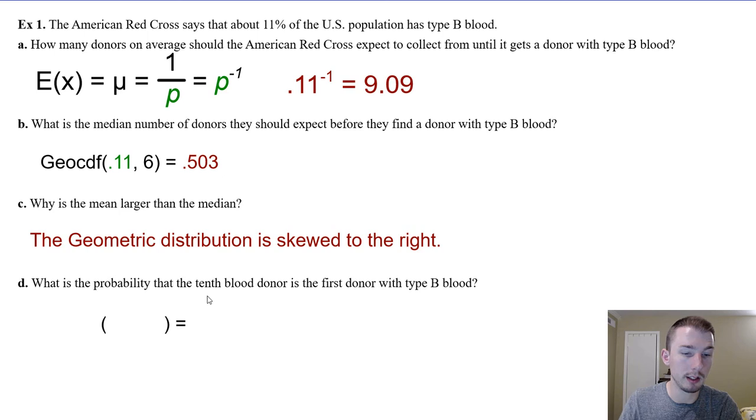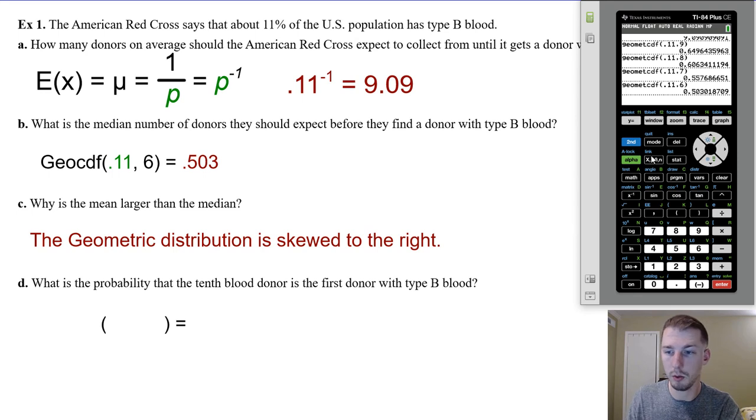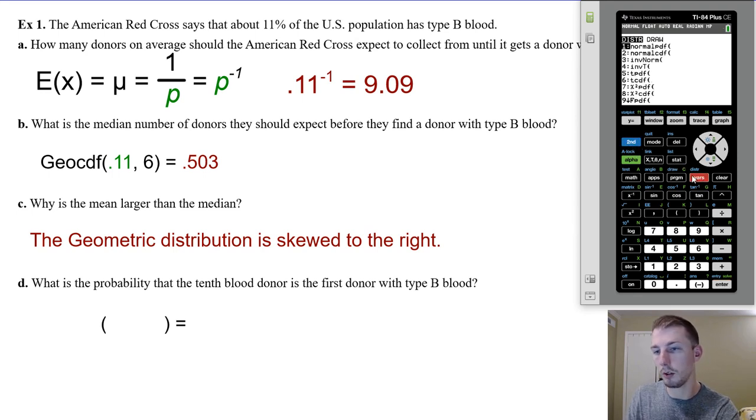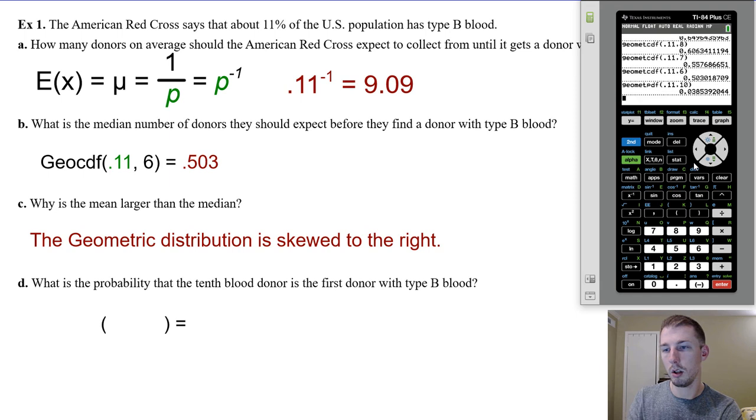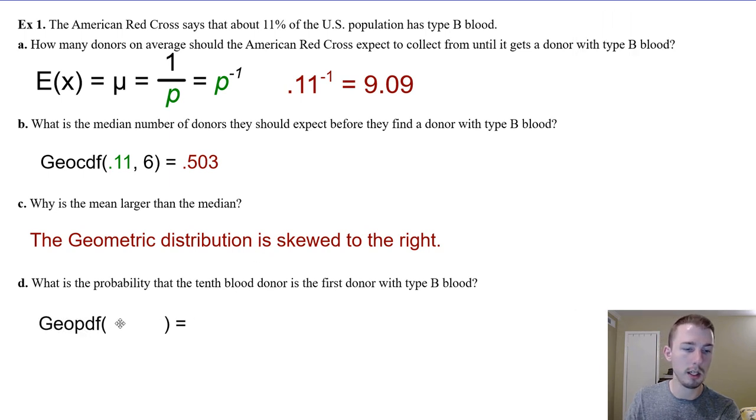What's the probability that the 10th donor will be the first one with type B blood? Well, that's the geometric, right? The probability that the first success was the 10th one. But I'm not looking for a range of values, but just rather one. So that's going to be the geometric PDF. Our first success was the 10th one, and that's going to be basically 3.85%. So geometric PDF, 0.11, first success 10, which is 0.0385.